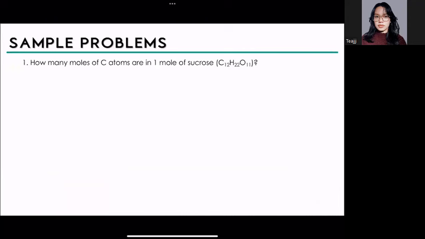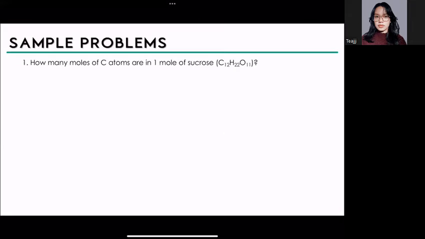So let's start with number 1. In question number 1, we're being asked how many moles of C atoms are in 1 mole of sucrose. So binigyan na tayo ng chemical formula ng sucrose natin. Now there are 2 ways you can answer this.